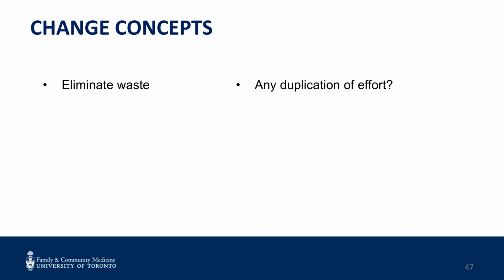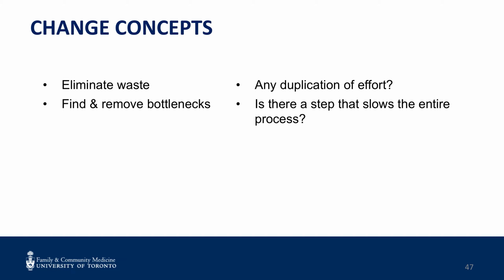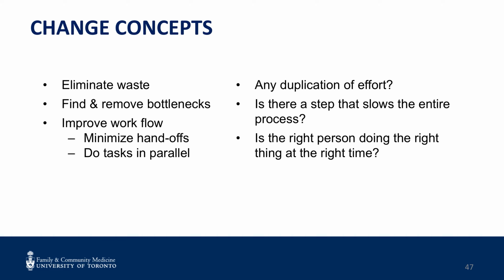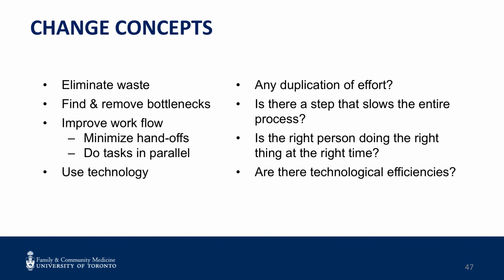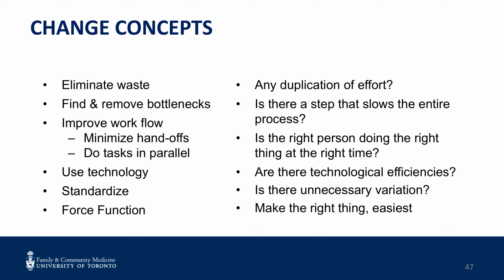One change concept is to eliminate waste. Study your process for duplication of effort. Find and remove bottlenecks. Ask yourself if there is one step slowing the entire process. Improve workflow. Can you find efficiencies by changing who does what and when it is done? Use technology. Would technological applications improve the overall efficiency of the process? Standardize. Can you identify unnecessary variation? Force function. How can we make the right thing to do the easiest and possibly the safest?